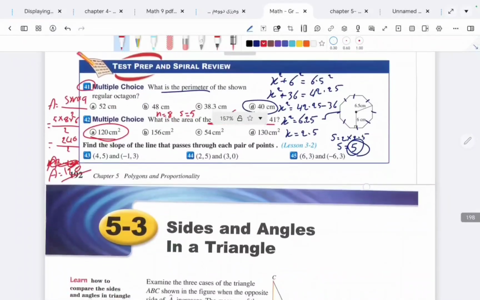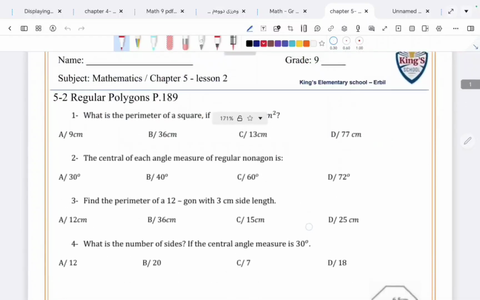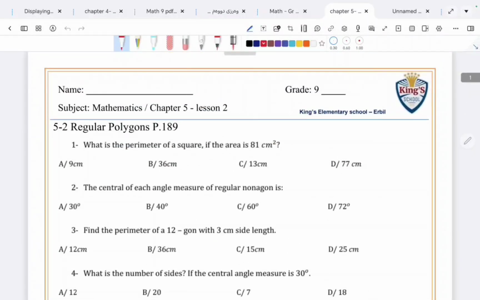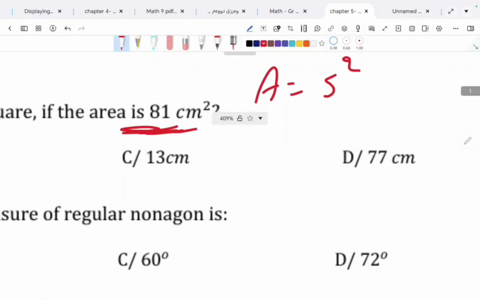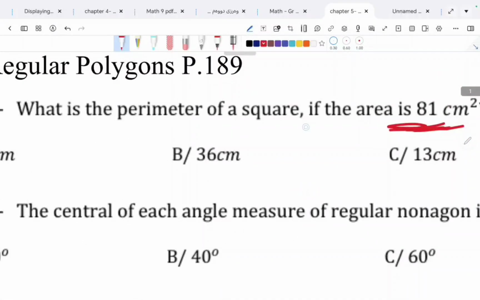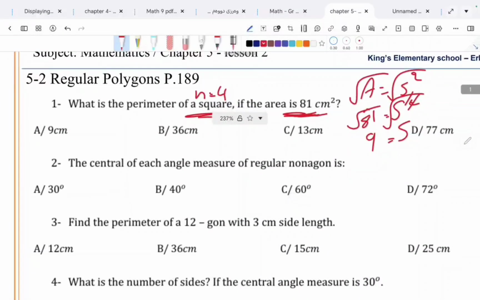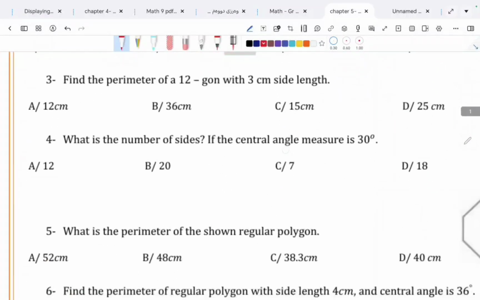Okay, let's solve some national questions. Question 1. What's the perimeter when area is given? It is 81. So area equals s power 2. By taking a square root of each side, s equals what? They cancel each other, equals 9. 9 times n equals 4. 9 times 4 equals 36.